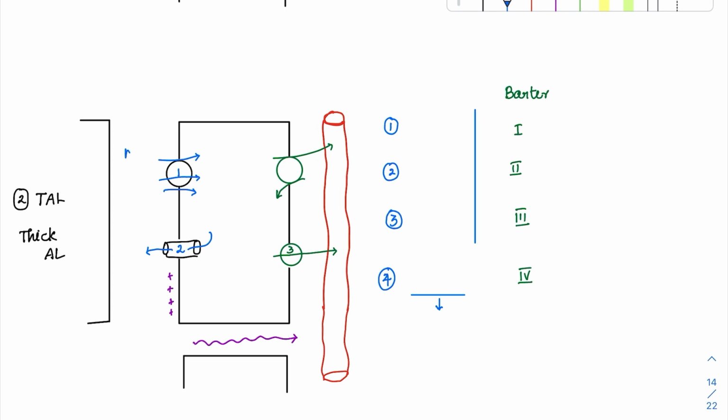This channel is called NKCC. What does NKCC stand for? It stands for sodium potassium 2 chloride channel. So this channel is also very, very important. We already saw it in the tubuloglomerular feedback. Yes, very good, because it is present in the macula densa, which I told you is present in the TAL, the thick ascending limb.